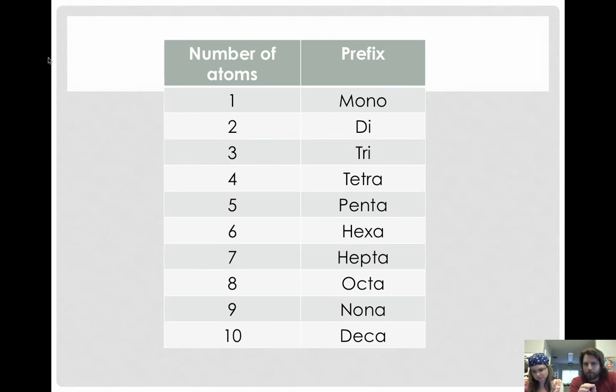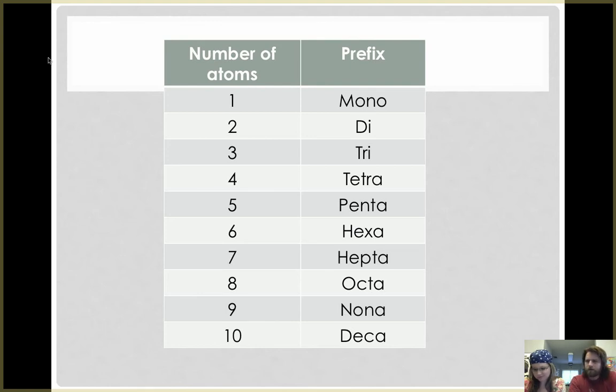If you have one atom, we call it mono. Two atoms is di, and you can see tri, tetra, penta, all the way up through 10. So all you're going to be doing is looking at the formula, seeing how many atoms you have, and then saying mono, di, tri, and then name it. That's it? Yeah. So let's actually do a couple of examples that might help you out a little bit. Okay, so let's get your paper out.